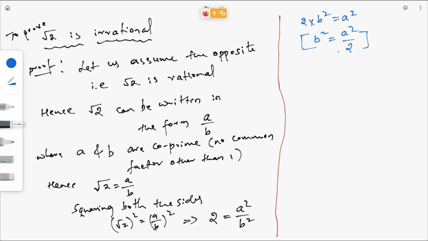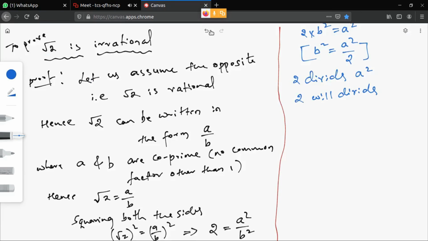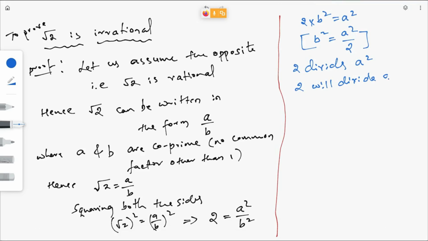So what is the meaning of this expression? b square is equal to a square by 2. 2 divides a square. So if 2 divides a square, 2 will divide a also. If 2 divides a square, then 2 will divide a also.